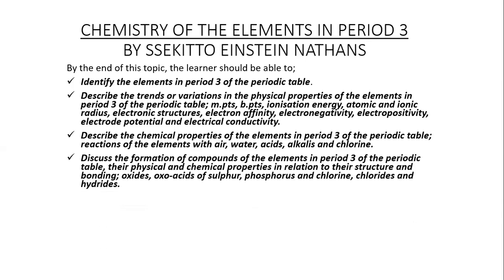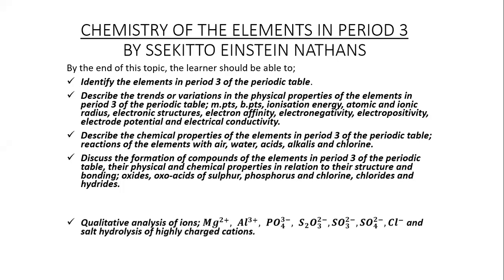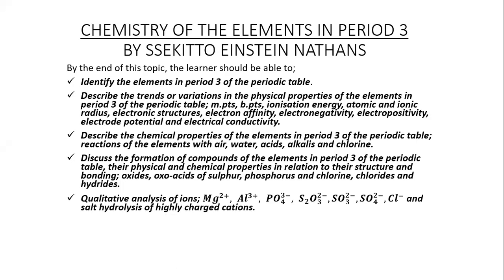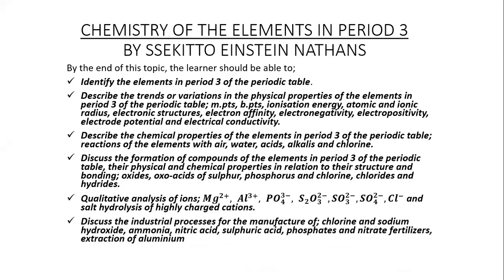In this topic, we shall also discuss the compounds of these elements. Majorly, the emphasis will be on the oxides, the oxoacids, the chlorides, and the hydrides, their physical properties and chemical properties. If time allows us, we shall demystify all these in this topic, but not in this lesson; we may take some good lessons. We shall also look at the qualitative analysis and lastly industrial processes and chemistry of aluminium.